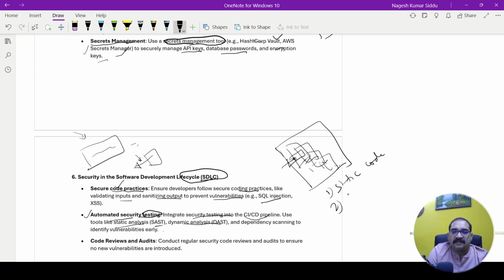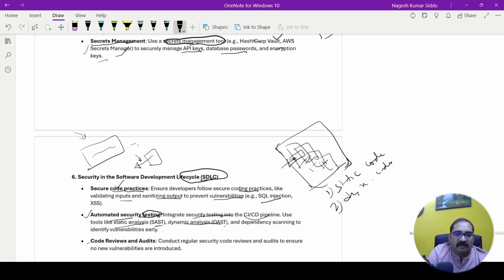The second one is dynamic code analysis. So what we mean by dynamic code analysis is that once the application is built, we can run the vulnerability checks on top of it, so that after the code is built, we can still identify if there are any vulnerabilities. So both the static analysis tools and dynamic analysis tools need to be added, automated to be tested for each of the builds that we do for our microservices.